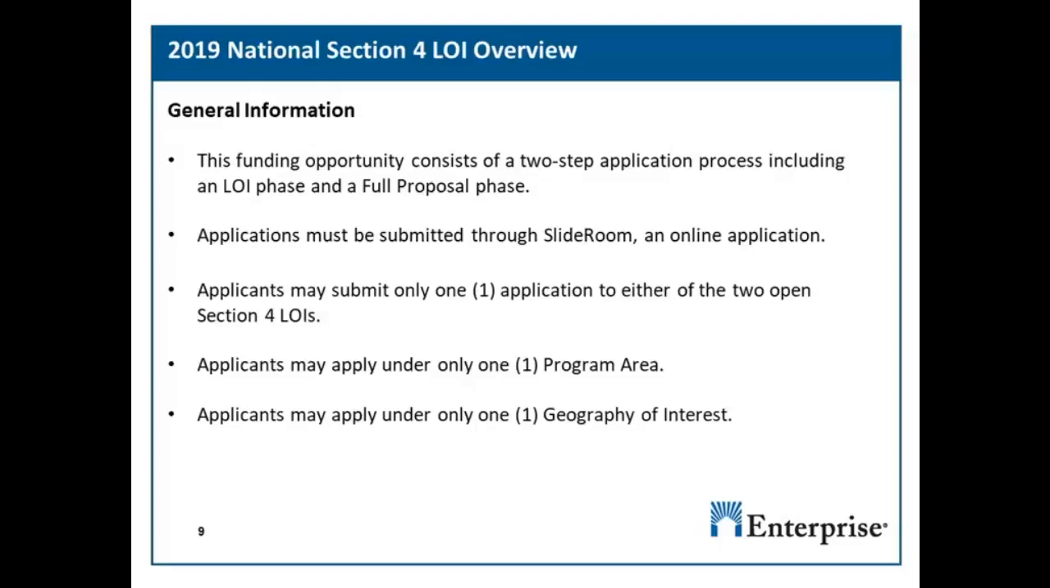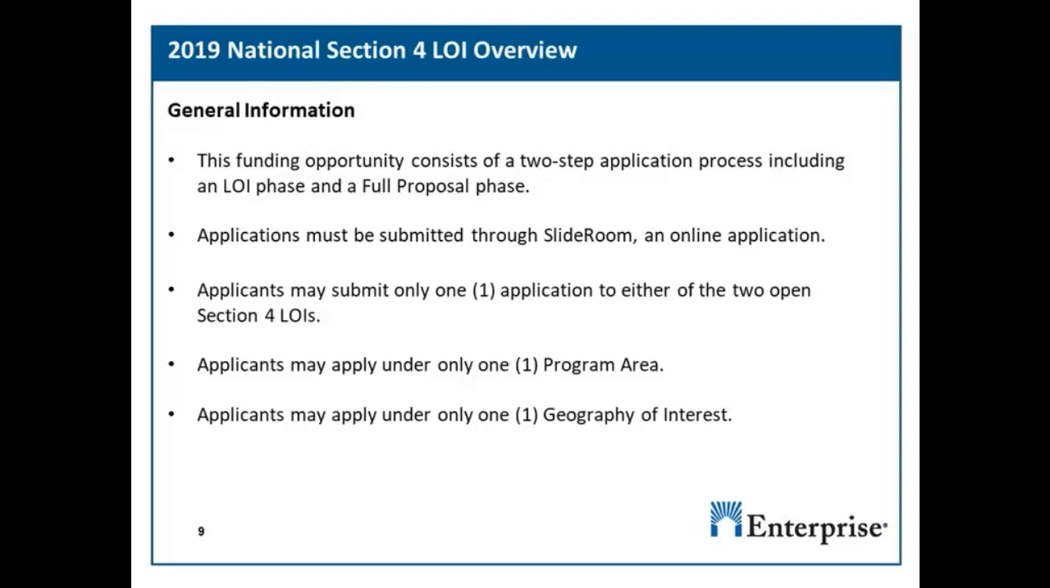You can only submit one application to either of the two open Section 4 LOIs. So this means that if you have a project that could potentially align with the funding priorities and geographies for both the National LOI and the Rural and Native American LOI, you'll have to choose which LOI is the best fit for your proposed project. You cannot submit applications under both.